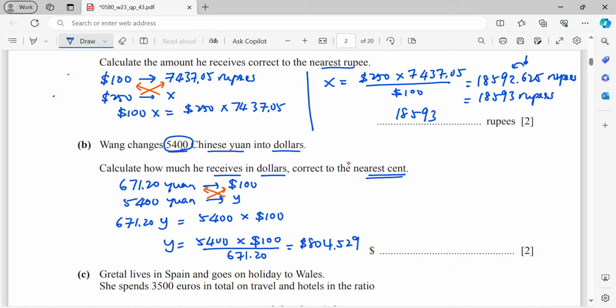Then from here, that will be 804.529. And now since this is correct to the nearest cent, I will just keep these two decimal places and look at the next value. This is 9, so you round up. So it will be 804.53. So the answer is 804.53. That is the number of dollars received by Wang.